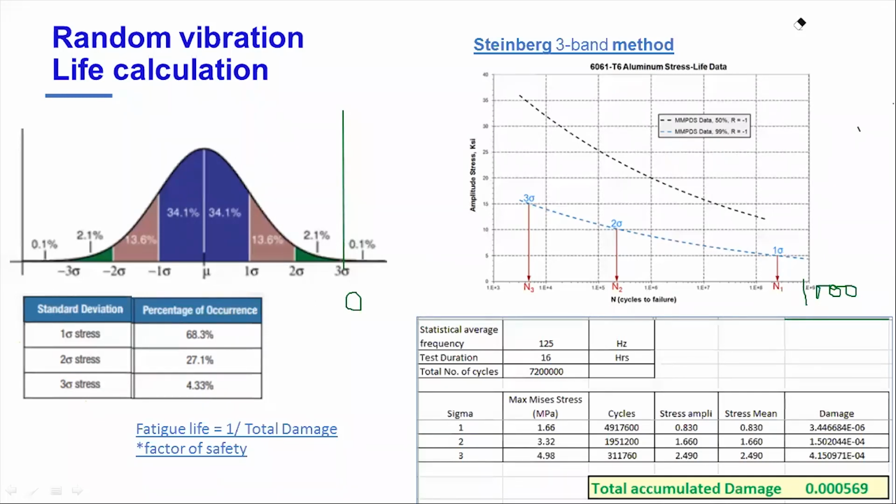But because it is random vibration and the profile is not very certain, what they say is that it has to be normally distributed.